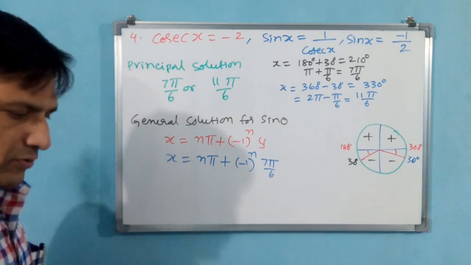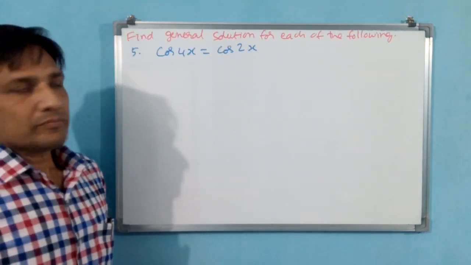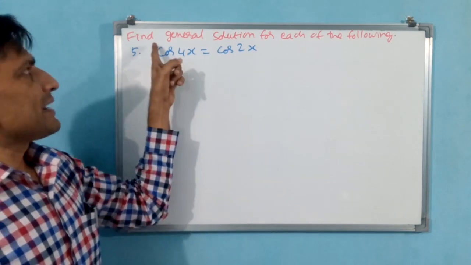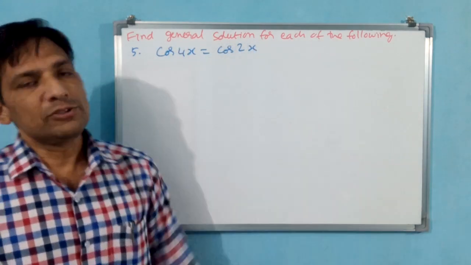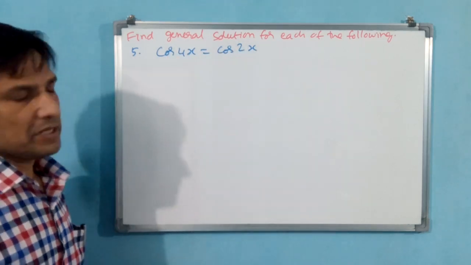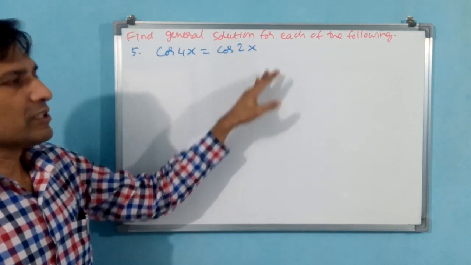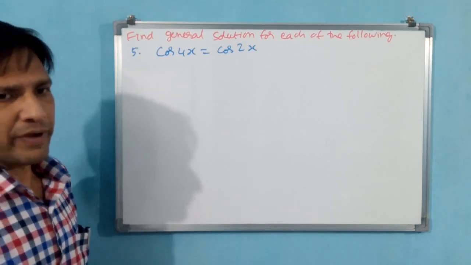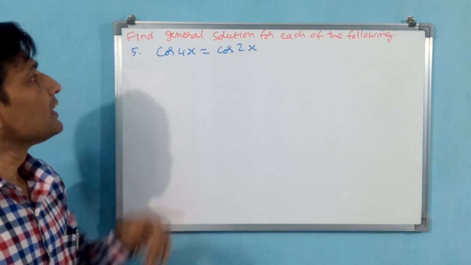Let us go for the fifth question. See the fifth question. Now the pattern has changed. They are asking only general solution. We need not write the principal solution. Find the general solution for each of the following. 5, 6, 7, 8, 9, all are general solution only you have to find. We need not find the principal solution.